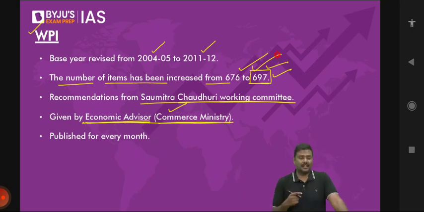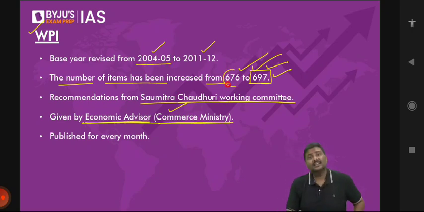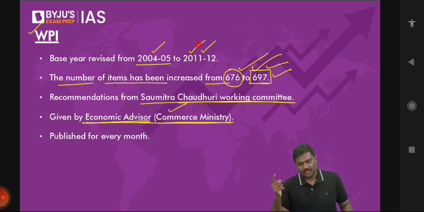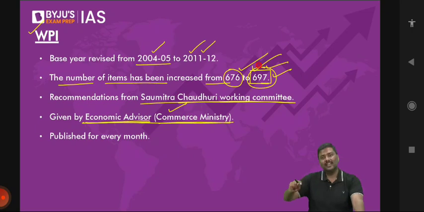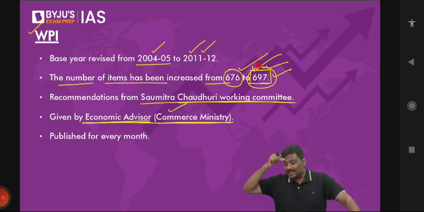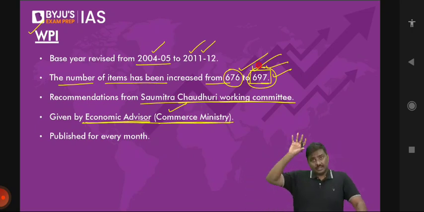Earlier the base year was 2004-05, and the number of commodities in the basket was 676. We set up a committee, and based on the recommendations of the committee, the base year was changed and the composition also changed. So remember, 697 goods are there in the WPI. Now, some of you are asking, sir, why are we not considering services? Simple. WPI started being published back in 1942.